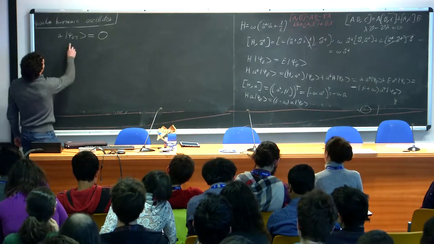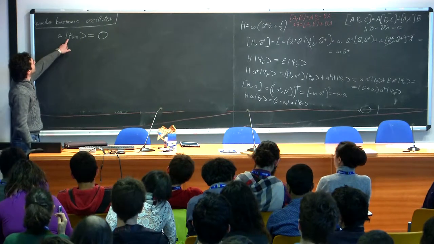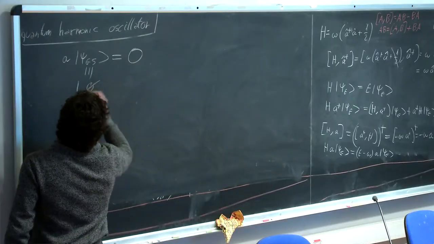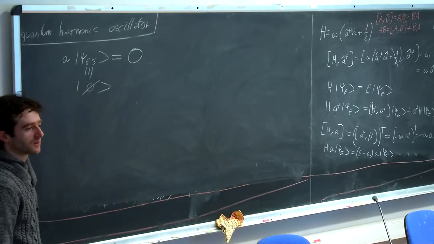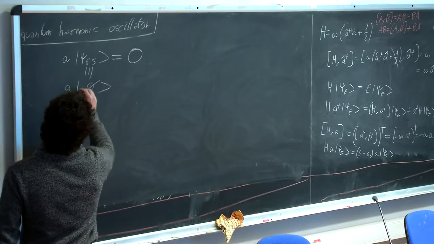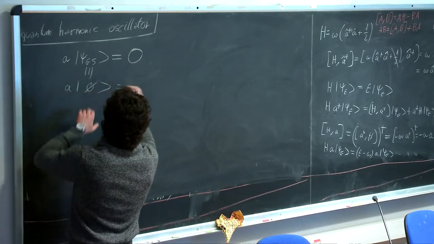And for the following, we will use also another notation. Instead of writing psi ground state, we will write this as the vacuum. We will use this notation. So this means that when you apply A to this vacuum state, then you find zero.